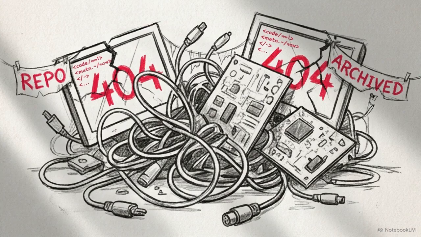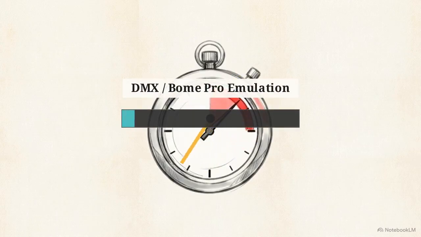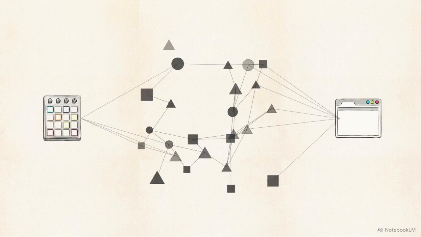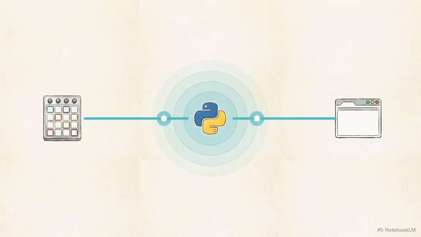But the open-source AV community is often a graveyard of abandoned GitHub repos and broken MIDI dependencies. Reverse engineering a complex DMX setup or emulating paid routing software like Bohm Pro can easily consume your 17-hour window without producing a working result. Python can now act as the connective tissue between your hardware and software through the Model Context Protocol. This replaces the layers of translation usually handled by third-party middleware.